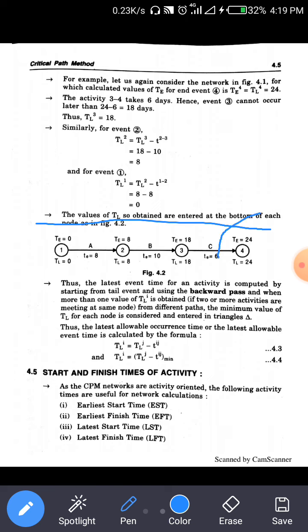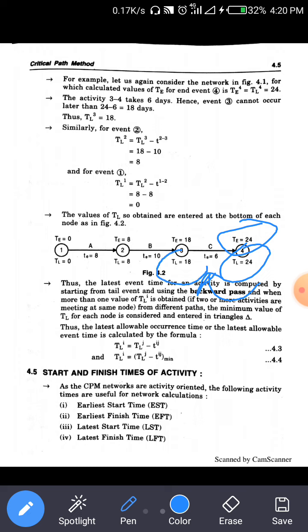At the end we got the TE value. After getting the TE value, write the same value as the TL value. Write the same TL value here. Then 24 minus 6, we get 18, so the TL value for event 3 is 18. Then 18 minus 10 gives the value for event 2, which is 8, and 8 minus 8 gives the value of event 1, which is 0.